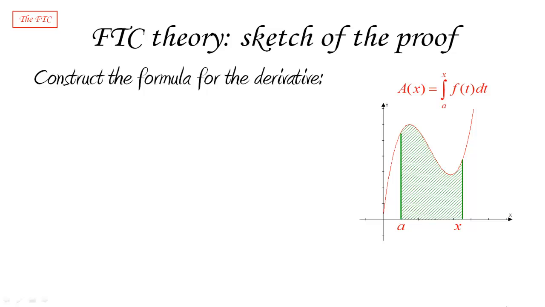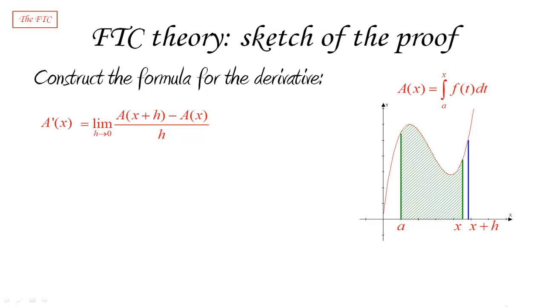We have this area function, so the definite integral from a to x of f of t dt. Let's compute the derivative of this function. Remember, we're computing derivatives with respect to x. So that's the upper limit of the integral. So the derivative is going to be, as with the usual definition of derivative, the limit as h approaches 0 of A of x plus h minus A of x all over h. But what do A of x plus h and A of x mean in this particular situation?